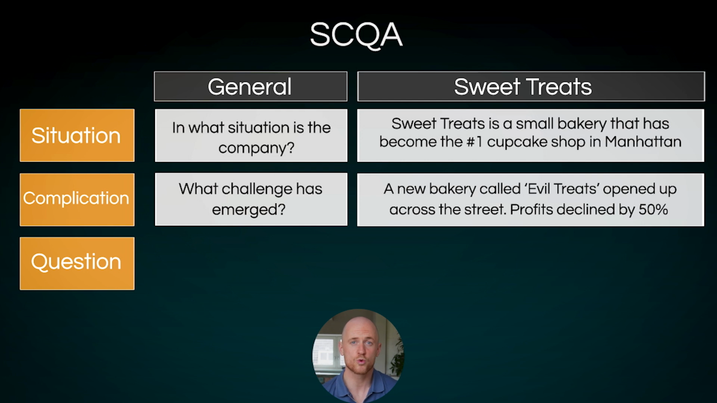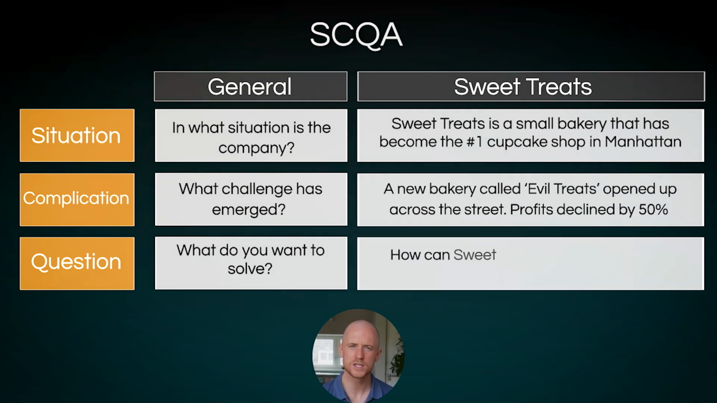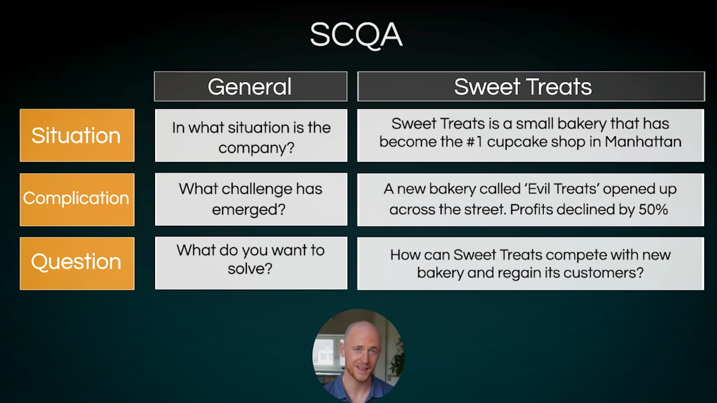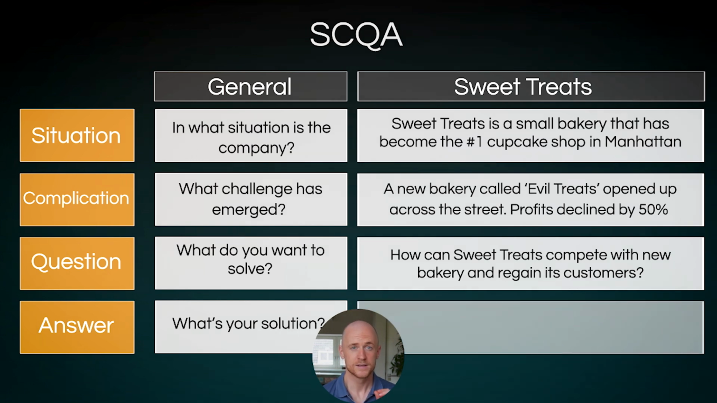Now, we move on to the question. What do you want to solve? What needs to be solved to resolve that complication? In Sam's case, how can Sweet Treats compete with that evil bakery and regain his customers? Then we move on to the answer. What's your solution? How do you propose to overcome that challenge? In Sam's case, Sam's cupcake shop should introduce the cupcake sushi. More on that in just a second. Now, this one slide gives the context, frames the project, and gets everyone on the same page. Once you've done that, you move into your actual presentation.